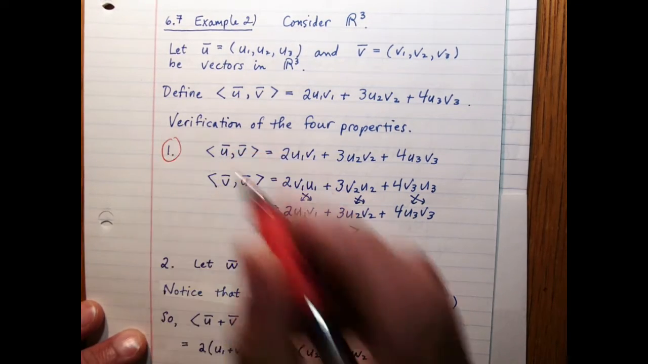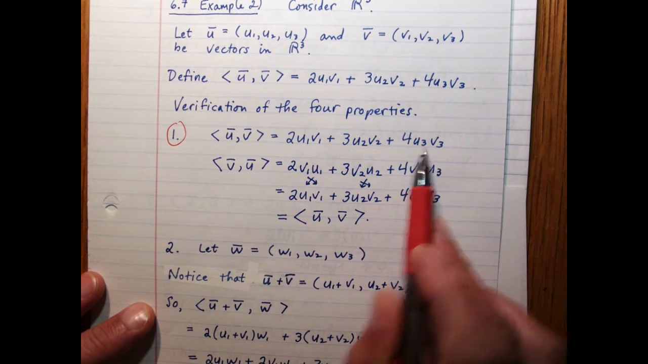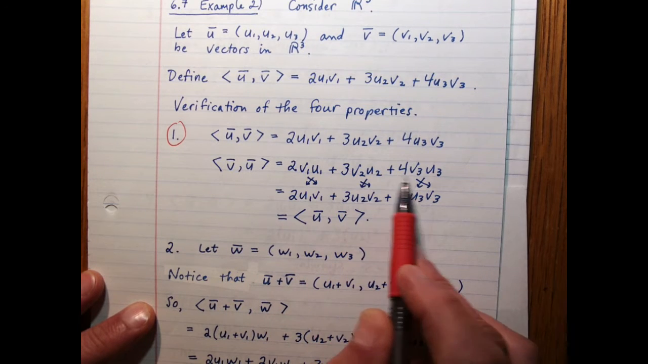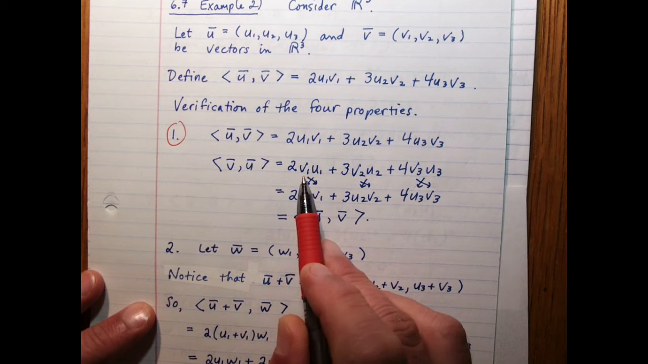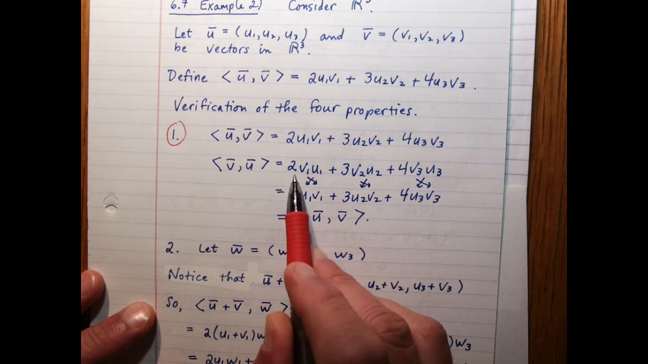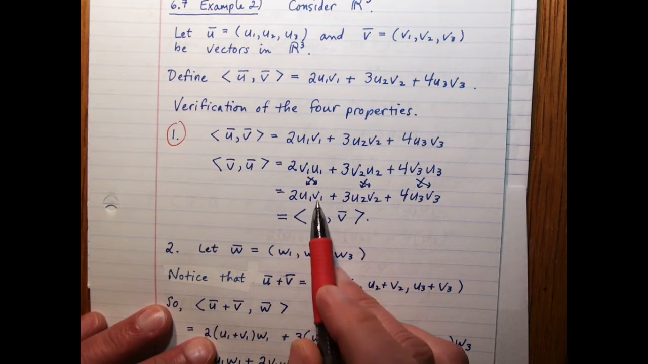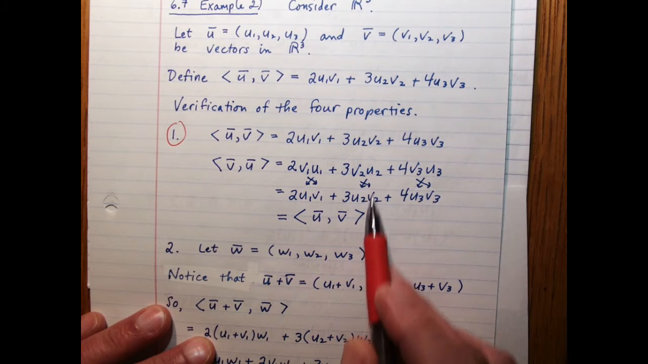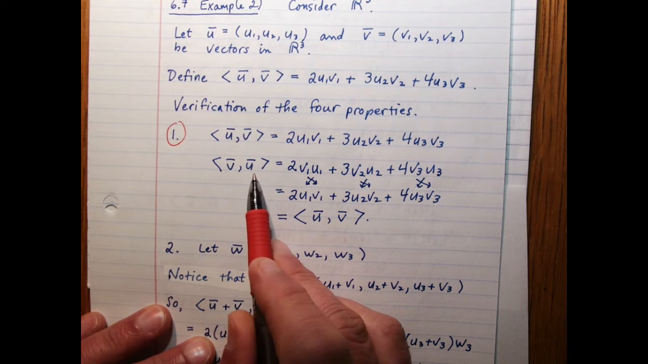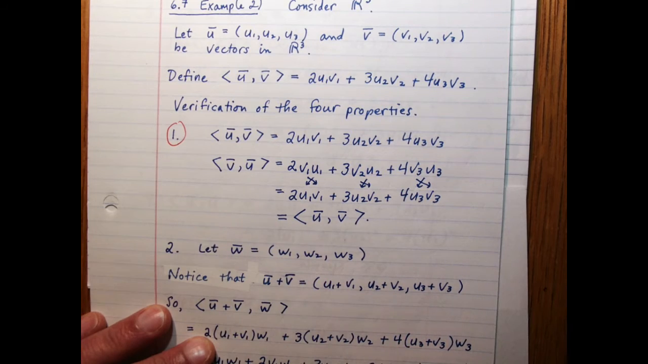Property 1, first of all, if the inner product of U and V is written as so, the inner product of V and U is just going to be 2 V1 U1 plus 3 V2 U2 plus 4 V3 U3. The positions of the V and the U components are just reversed, right? But at this point we're just multiplying and adding numbers together, right? So because I'm working with real numbers, of course I can interchange U1 V1, U2 V2, U3 V3. So it's not too hard to see that the inner product of V with U is equal to the inner product of U with V. That's what I have right here. So property 1 is verified.